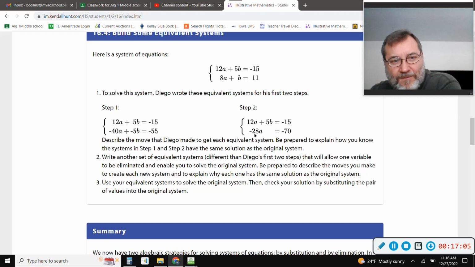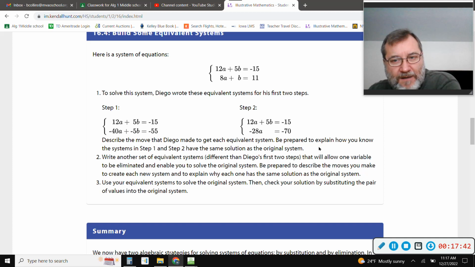All right. So what did he do here? I still get 12a plus 5b. You've got 12 minus 40 is a negative 28a. And then the 5b's go away. And then negative 15 plus a negative 55 is a negative 70. So this time he adds, because by adding he'll get rid of this. Ends up with a negative 28a equals a negative 70. And again, that's going to give you kind of a screwy number. They're looking for steps here. They're not looking so much for a solution.